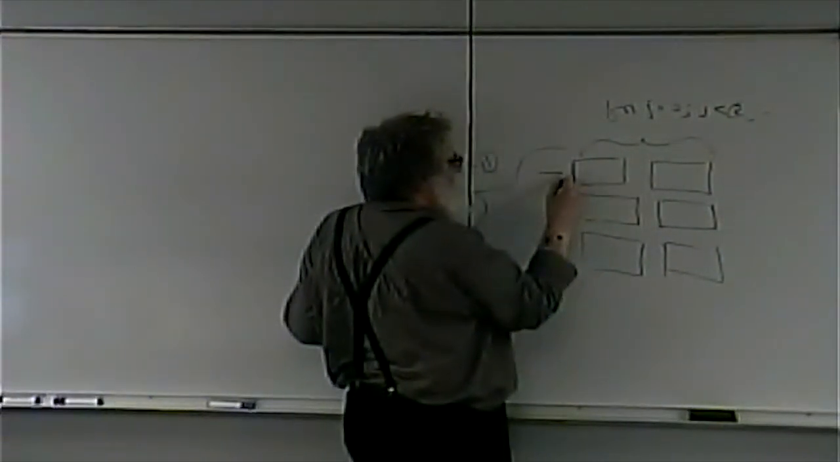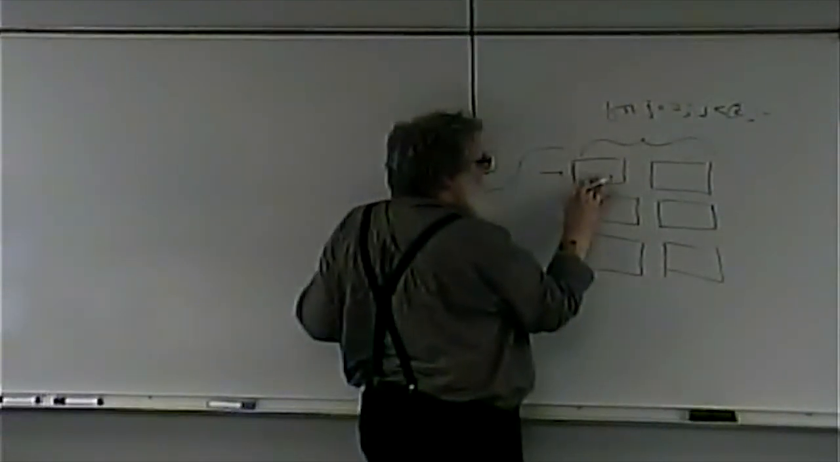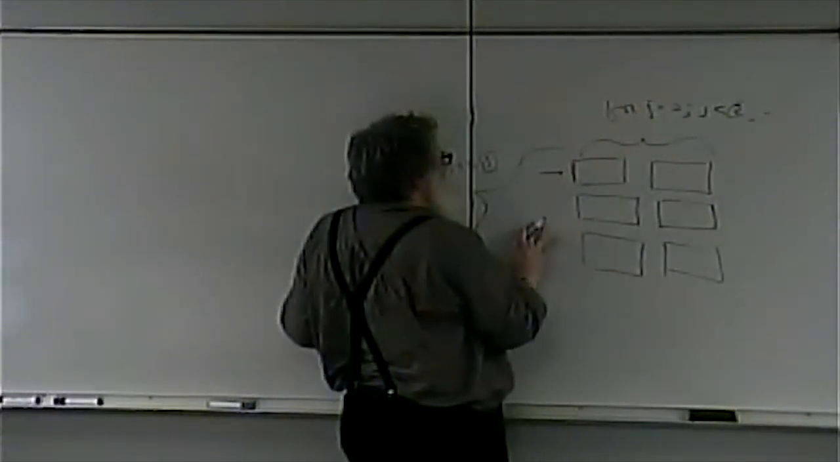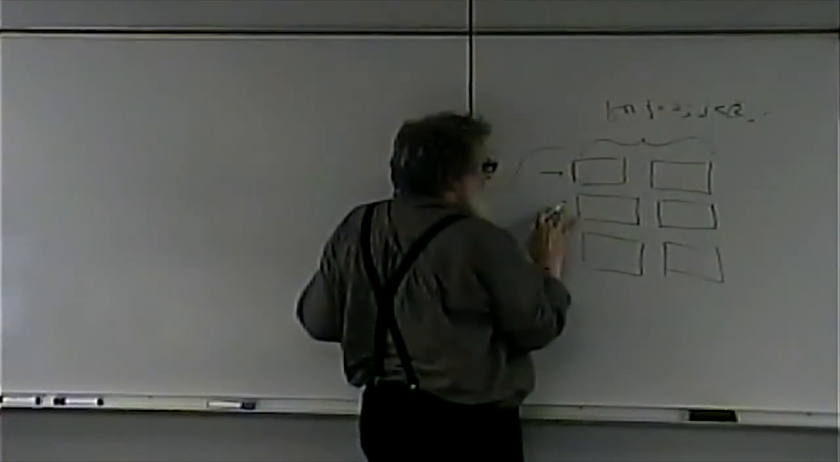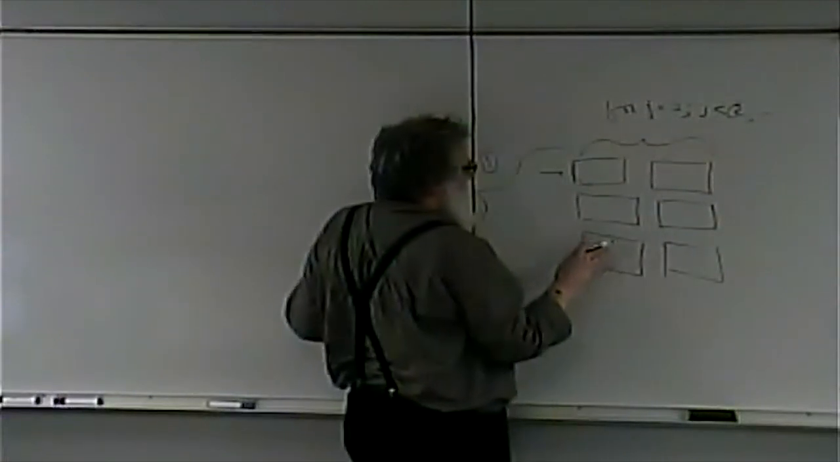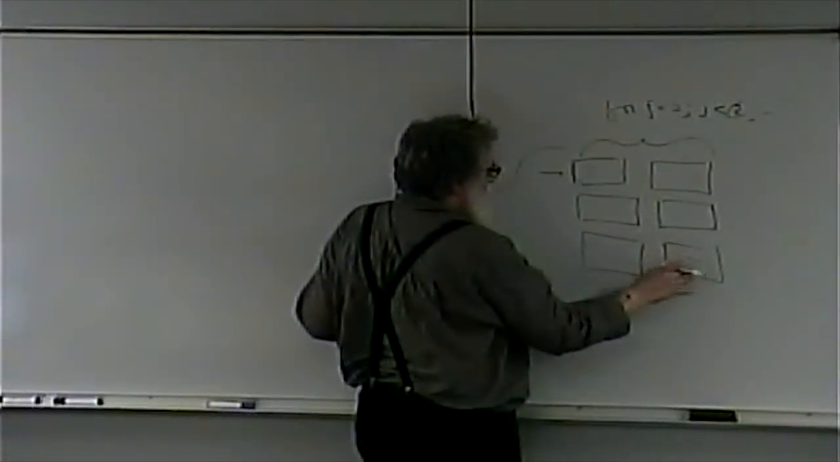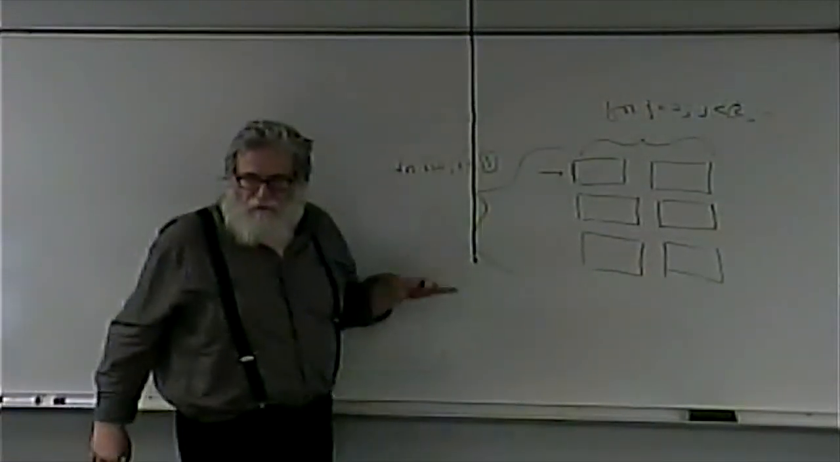So the first time through the bigger loop, we're looking at the first row. The inner loop then looks at the first column, second column. The outer loop executes again, so we're looking at the second row. First column, second column. Then the third row, first column, second column. So you get how that works, right?